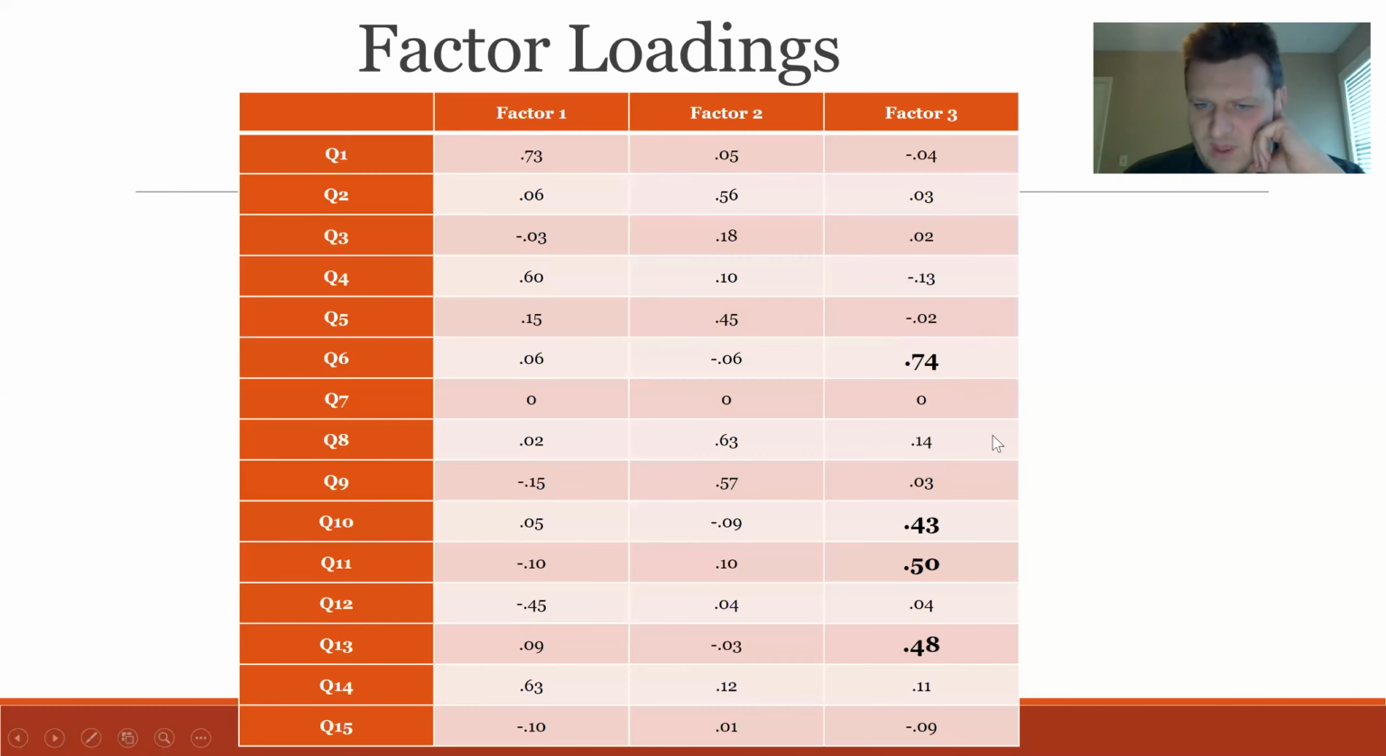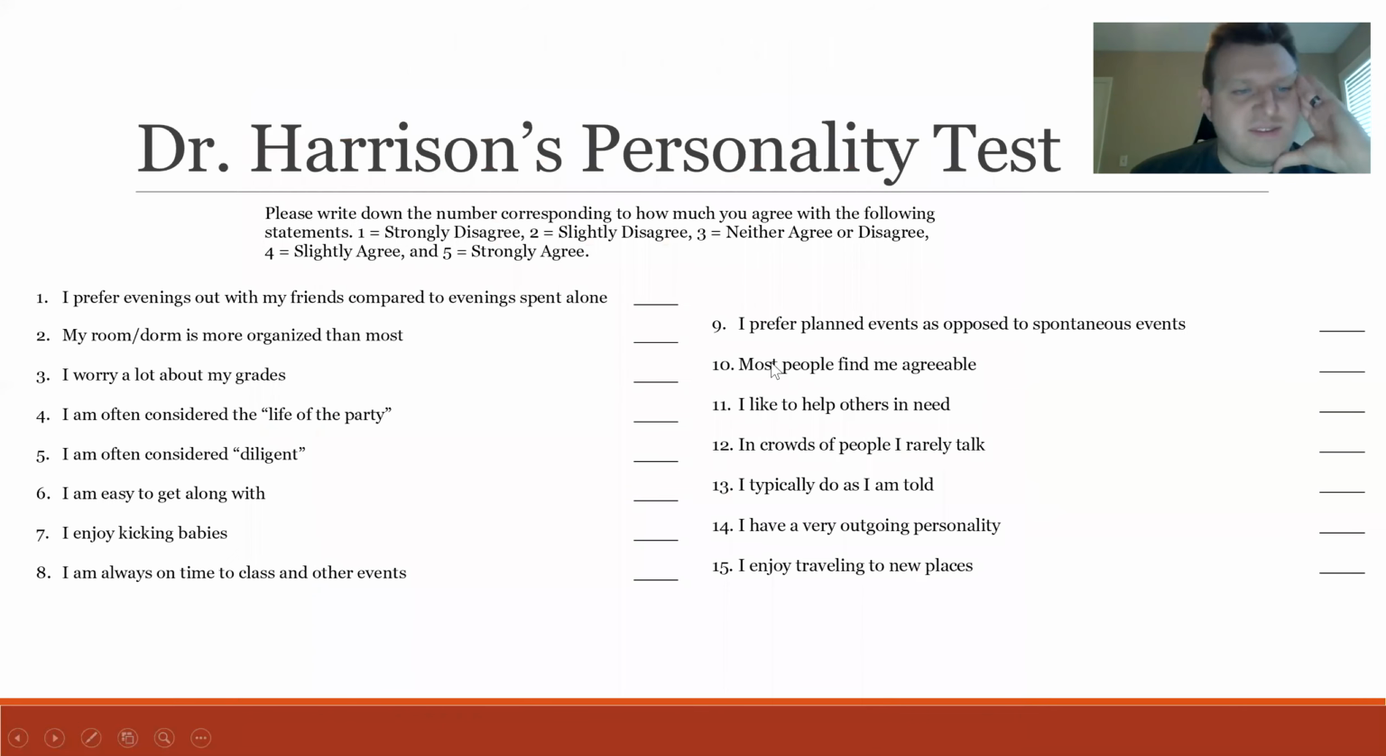And the last one, where it seems that 6 is the best predictor here. 6, 10, 11, and 13. I'm just highlighting ones that are pretty large compared to everything else to give us some indication here of what questions dominate the measurement of this particular factor. In this case, this tends to be how agreeable someone is. I'm easy to get along with. I like to help others in need. Most people find me agreeable. I typically do as I'm told. All those tend to go together.